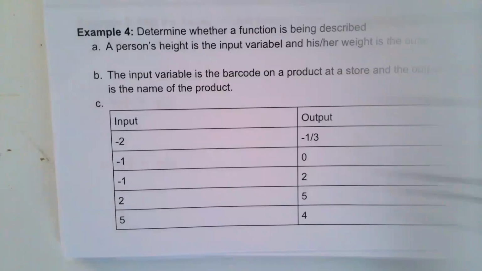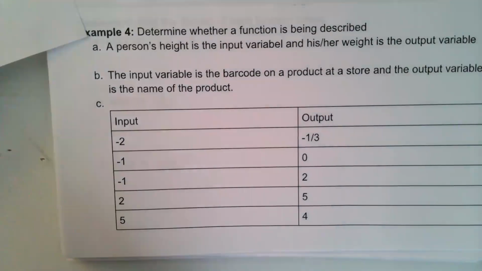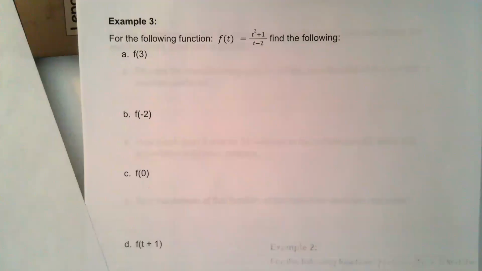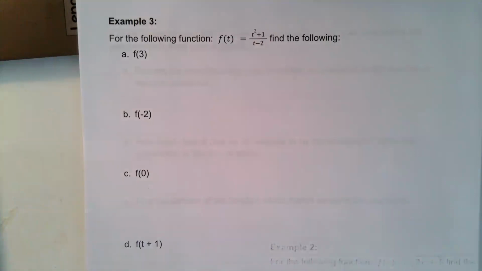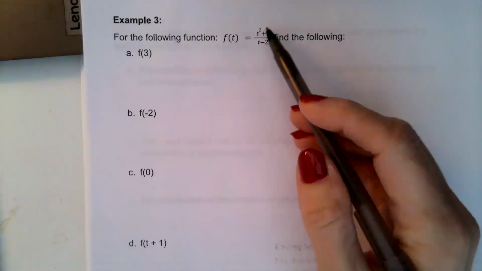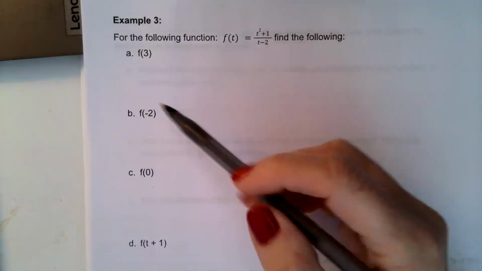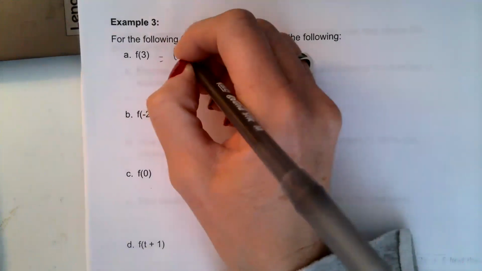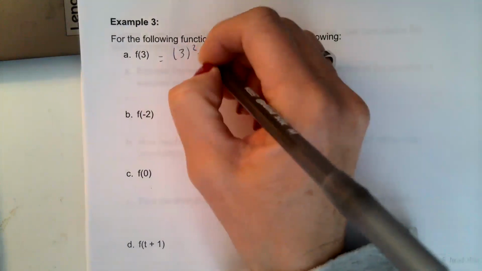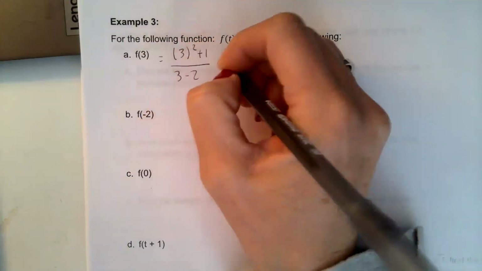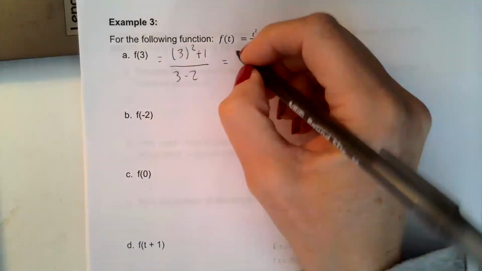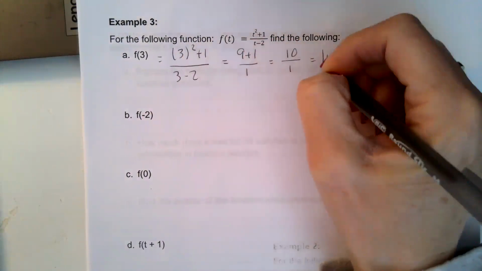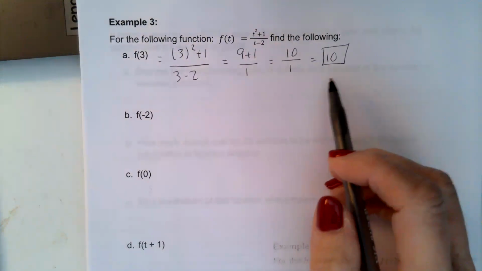Let's go to example 3. Example 3 is at the top of this page. Example 3 is a rational expression, t squared plus 1 over t minus 2. And again, we want to evaluate at the same values we have previously. So 3 will get squared. 3 squared is 9. So we end up with 10.